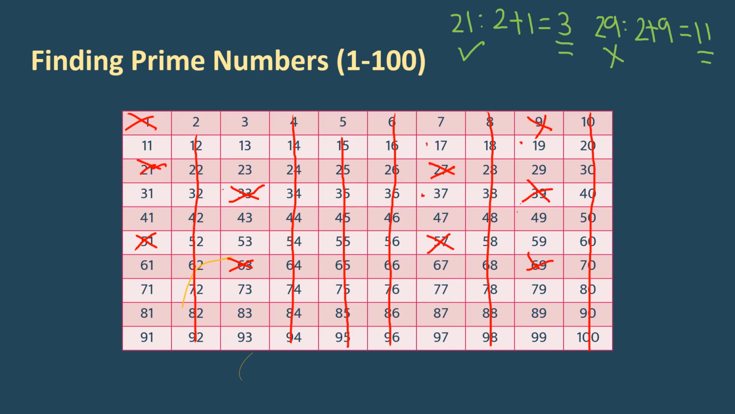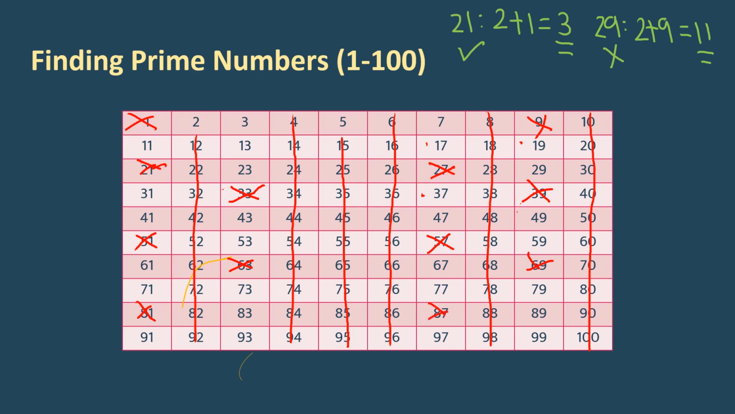77. 7 plus 7 is 14, so it's not divisible by 3. 79. 7 plus 9 is 16, so 16 is not divisible by 3, so it's not. 81. 8 plus 1 is 9, so it's divisible by 3, so we can cross it out as well. 83. 8 plus 3 is 11, so it's not divisible by 3. 87. 8 plus 7 is 15, so it's divisible by 3, we can cross it out.